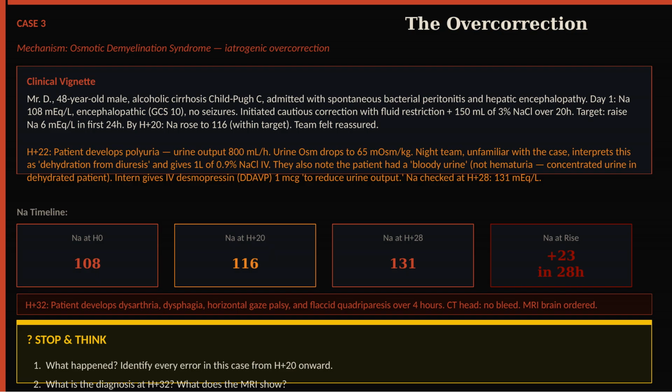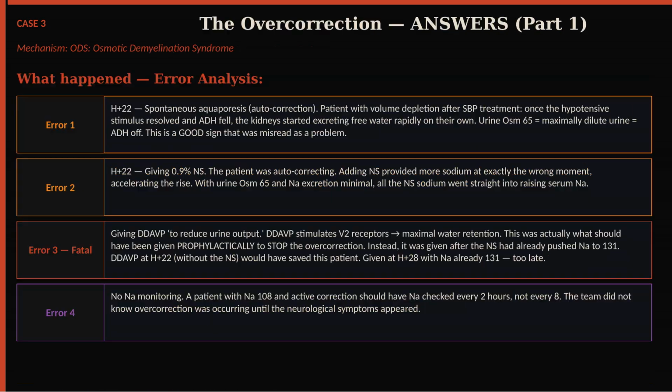Then, hour 32, dysarthria, dysphagia, gaze palsy, and flaccid quadriparesis evolving over 4 hours. CT shows no bleed. Stop and think. What happened? Name every error from hour 20 on. What's the diagnosis? And what will the MRI show? And is there anything you can still do? Let's dissect the errors, because each one is a teaching point.